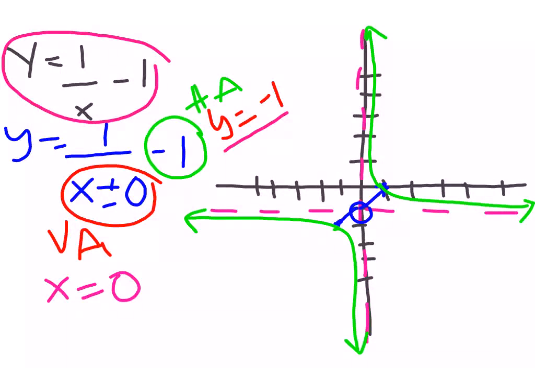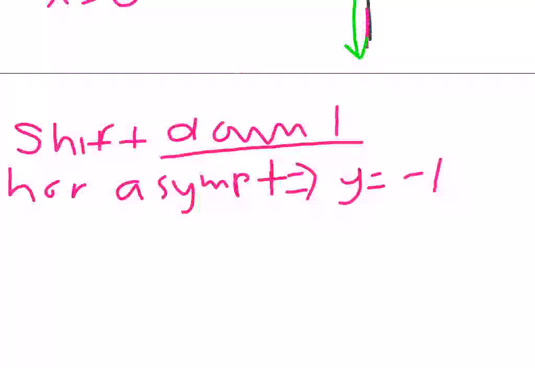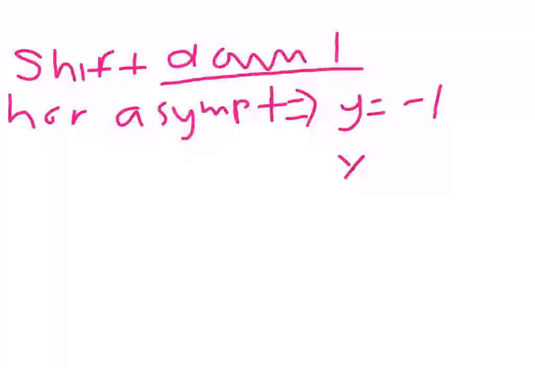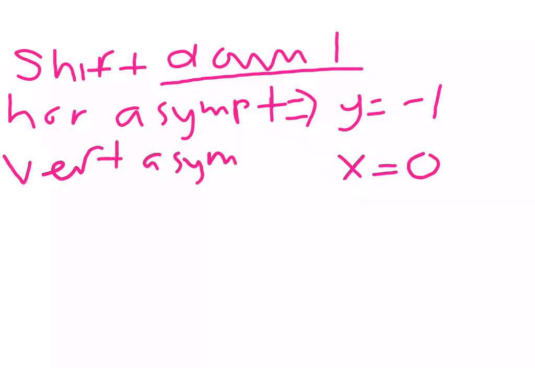Okay, what's my vertical asymptote? It's that asymptote that is moving up and down. We're never touching the y-axis, so it is the y-axis, but we can also write that line as x equals 0. That's my vertical asymptote at x equals 0.